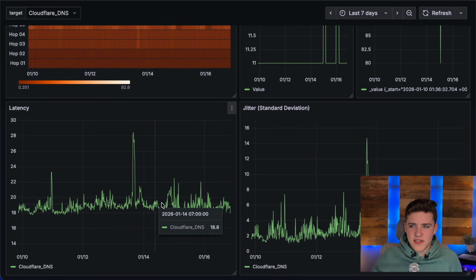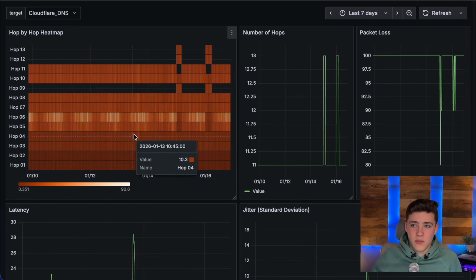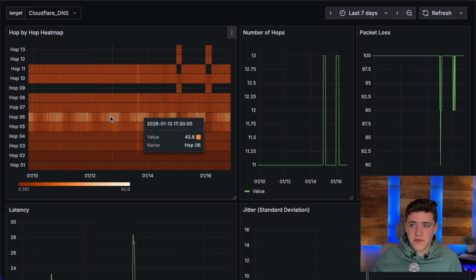This is the latency. There was some really low latency at one point, also really high latency of 28.4 milliseconds during 1 p.m. or 1:45 p.m., which is kind of what I would say a peak hour is, and you'll see that reflected up there as well.